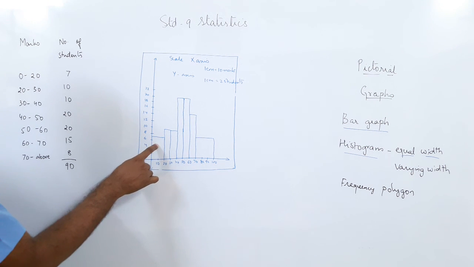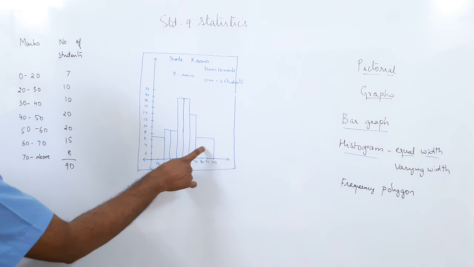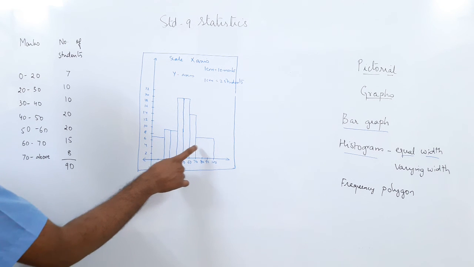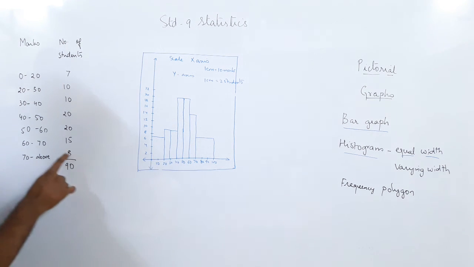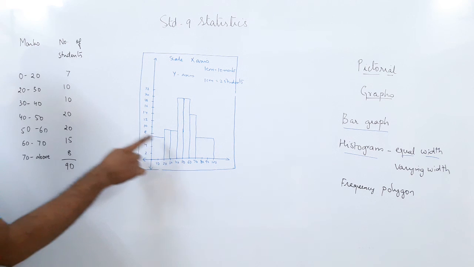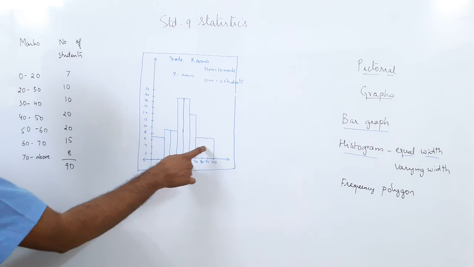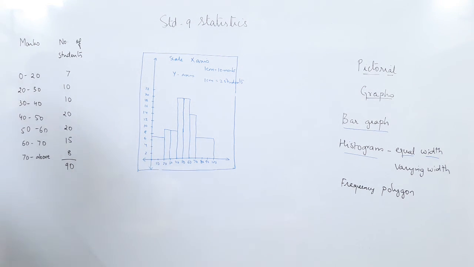This number is 7 and this number is 10. But you can see this area is bigger. Even here, you can see this area is bigger than these two areas. Now this number is only 8, while these two numbers are 10, but this area is bigger. Now why did this happen? So this is not the correct representation.